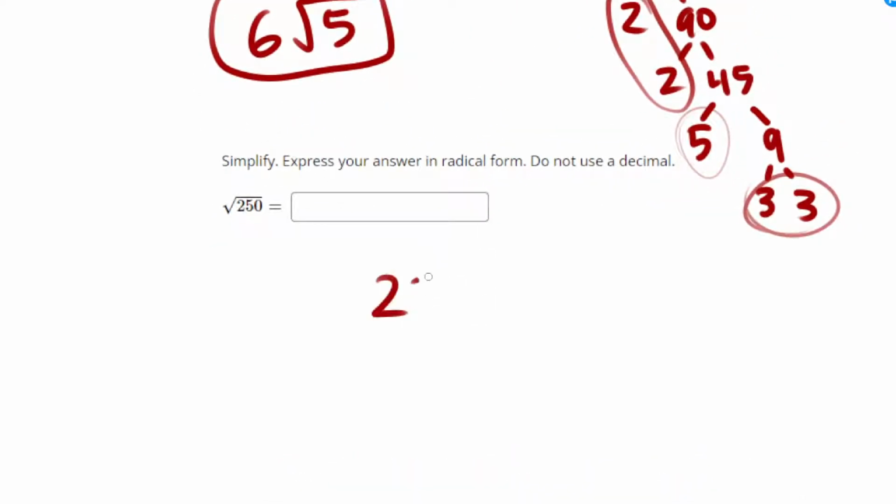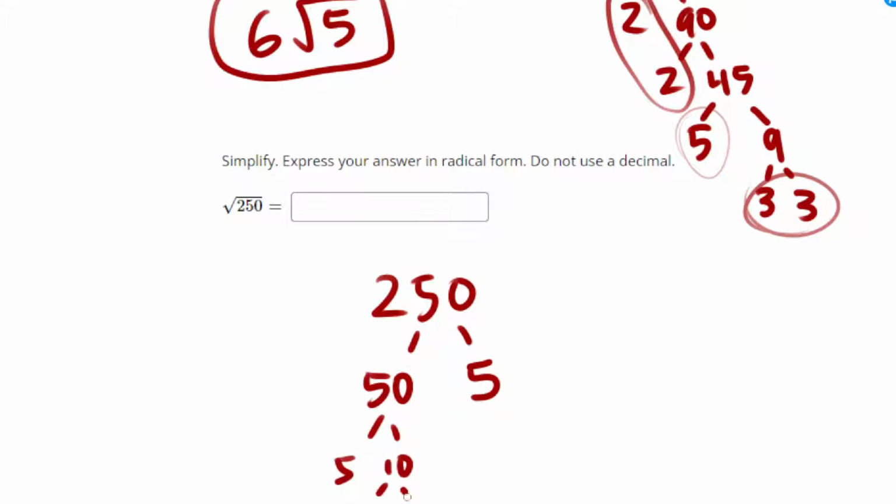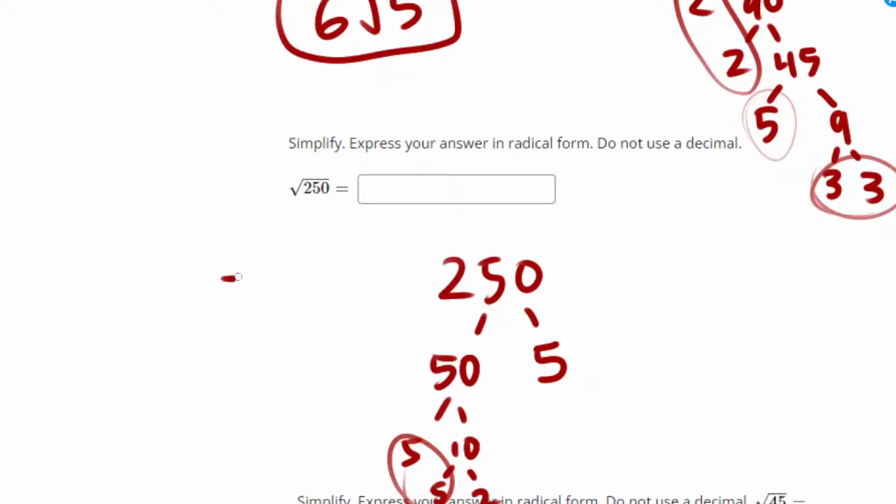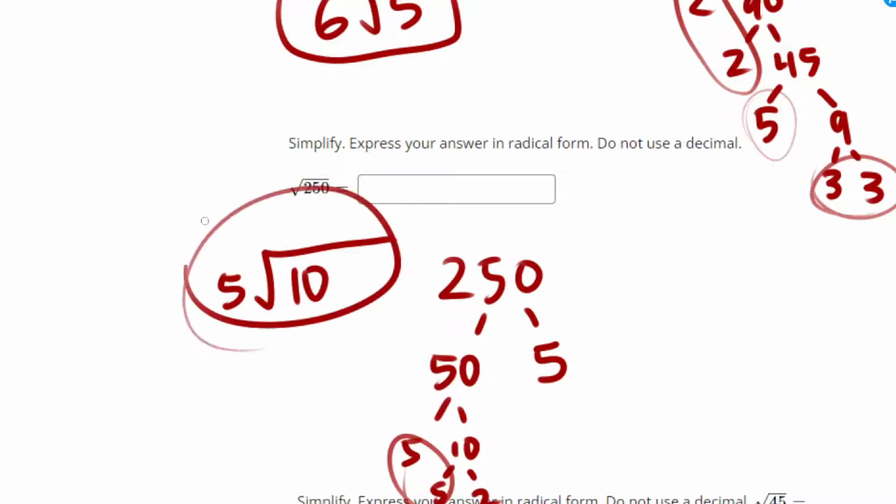Same for this. We'll do 250. We're going to split this. This is going to be 50 and 5. And that's going to be 5 and 10, which is going to be 5 and 2. So we've got 2 5s, and then we have a leftover 5 and 2. So we can take out a 5. So 5 square root of 2 times 5. So 10. That would be your answer. You multiply what's inside and you multiply what's outside.